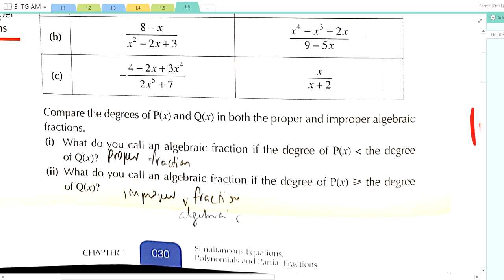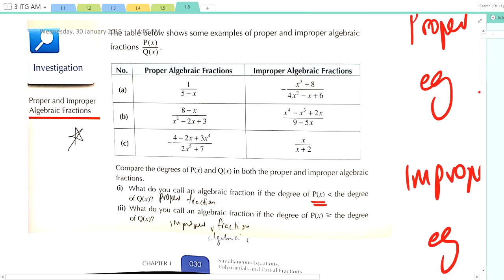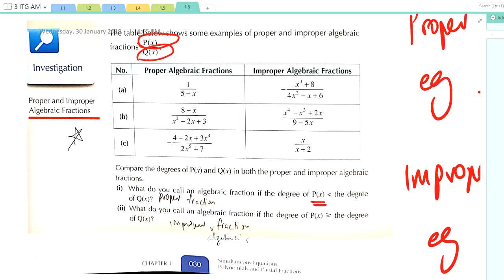So this is the summary for part 1. As long as the degree of p(x) is less than the degree of q(x), where we've got p(x) in the numerator and q(x) in the denominator, as long as the degree of the numerator is less than the degree of the denominator, it is a proper algebraic fraction. Now if the degree of the numerator is greater than or equal to the degree in the denominator, it is called an improper algebraic fraction.